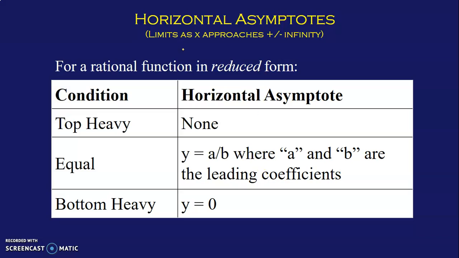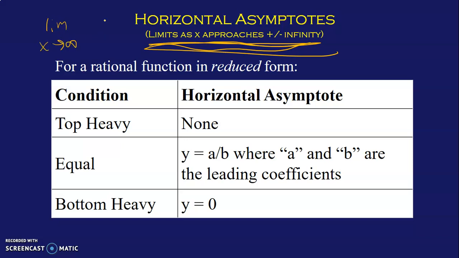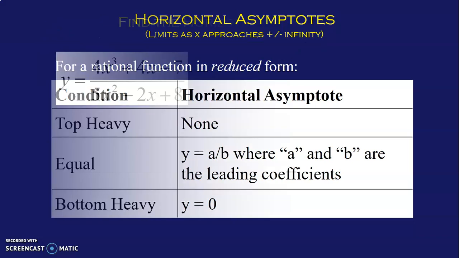The way this connects to calculus is the horizontal asymptotes are just the limits as x approaches positive or negative infinity. So as you're working on a calculus problem and you see the limit as x approaches infinity or the limit as x approaches negative infinity, this question is really asking you what is the horizontal asymptote. So make sure you recognize that horizontal asymptotes are just limits as x approaches infinity.